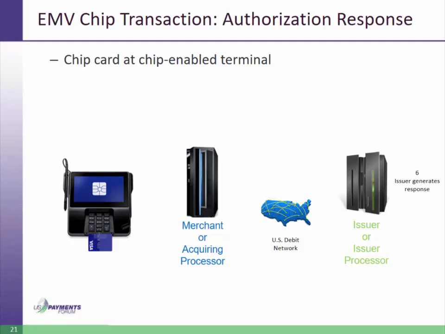Now let's talk about the response to our transaction. The issuer will generate a response, which may also contain EMV data, such as an authorization response cryptogram. The issuer will send the response to the U.S. debit network, which will deliver it to the acquirer. Any EMV data in the response will be delivered to the terminal, which will pass it to the chip. The chip card and the terminal will once again interact, and the chip card will verify the authorization response cryptogram from the issuer if one was sent. This final step is not required for quick chip transactions. The AID that was used to initiate the transaction does not have an impact on the transaction response.